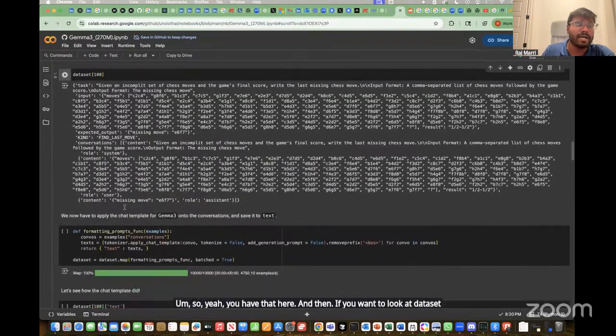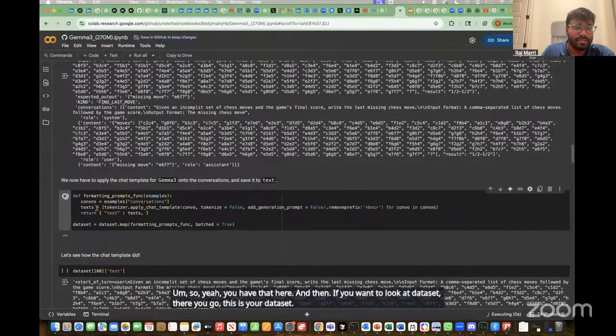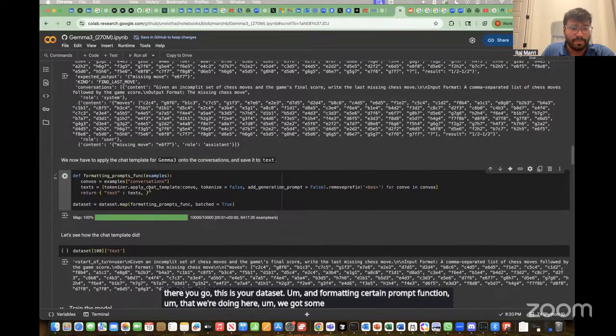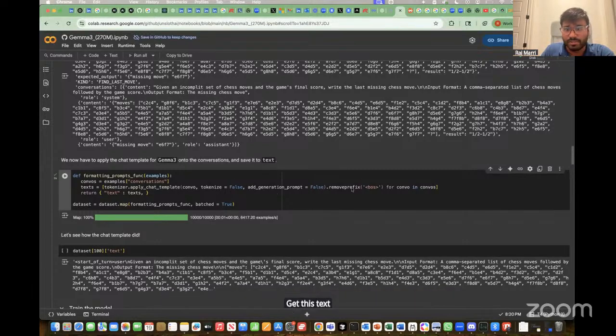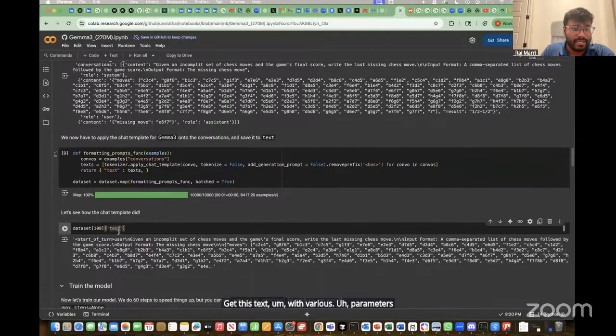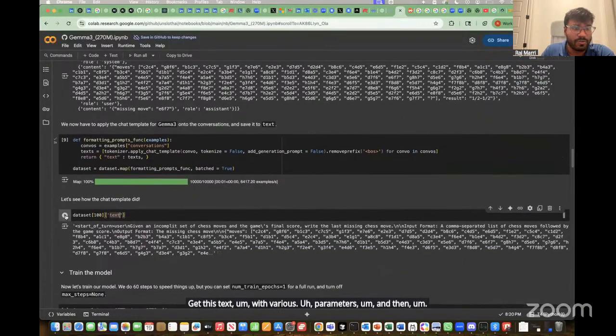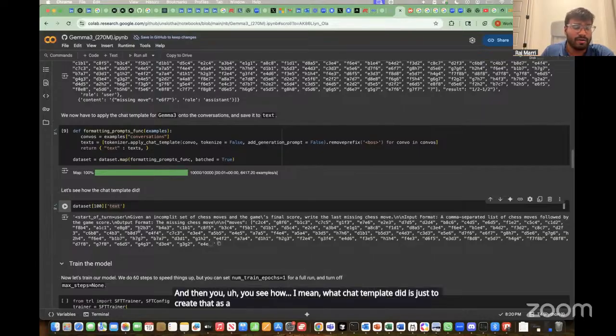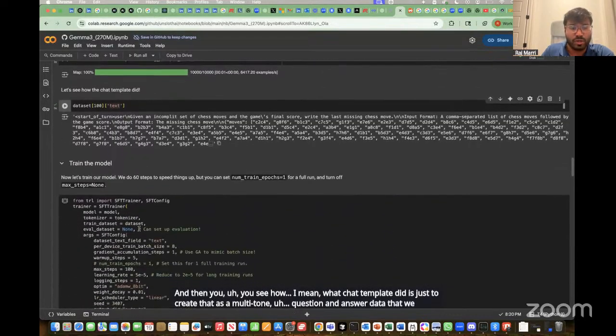This is your data set, and the formatting function for the prompt that we're doing here. We got some conversations, and you do get this text with various parameters. Then you see what the chat template did: it just creates that as multi-turn question and answer data that we're going to use to fine tune our model.